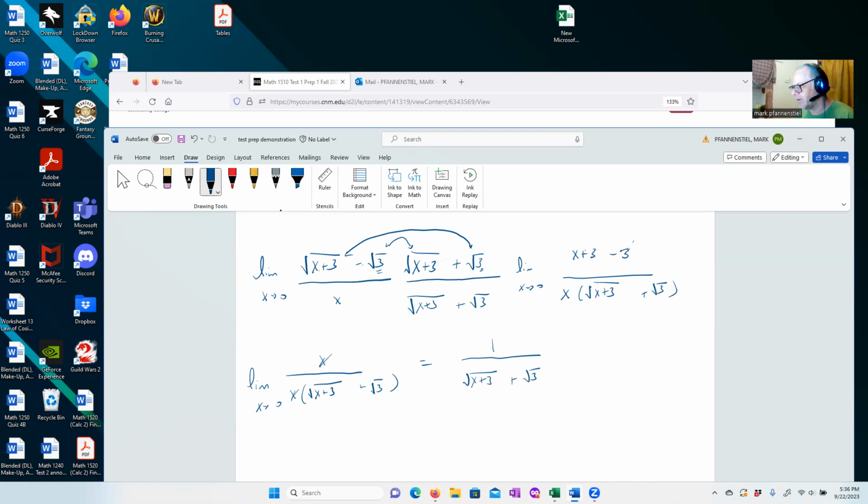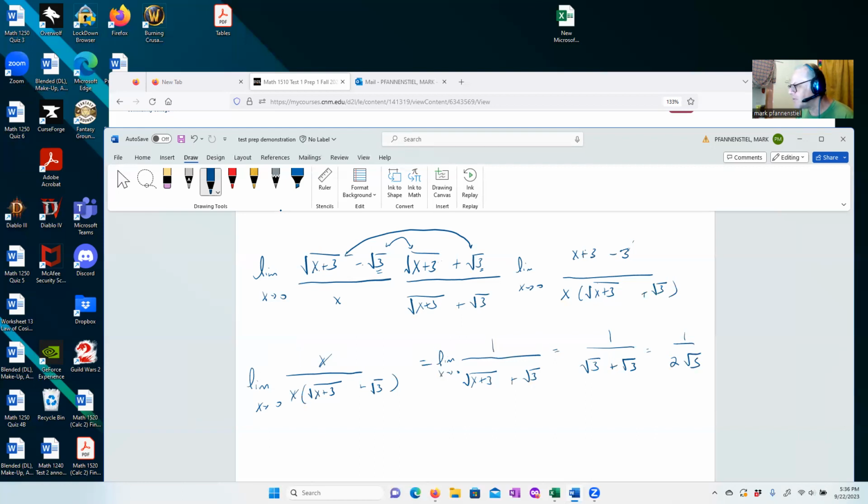This is still a limit as x goes to 0. But at this point, if I put in x equals 0, I don't have an issue. We're not dividing by 0, we're not getting infinity, and we're not getting a weird power like x to the 1 over 0. So we can just plug in the 0, and we're going to get 1 over the square root of 3 plus the square root of 3. And our answer is going to be 1 over 2 square root of 3.